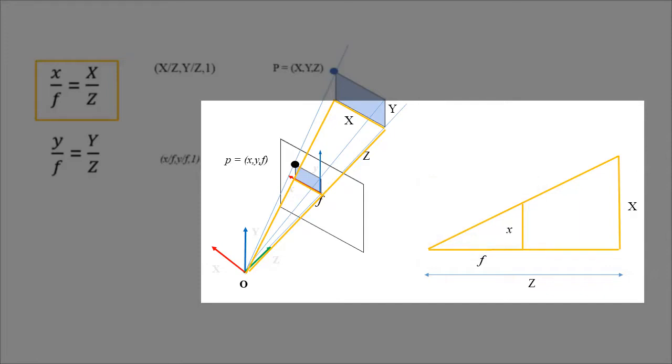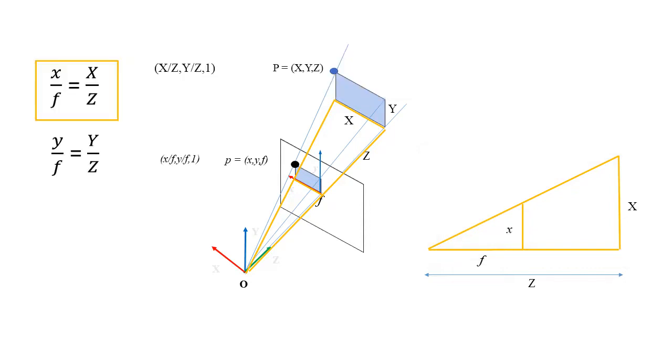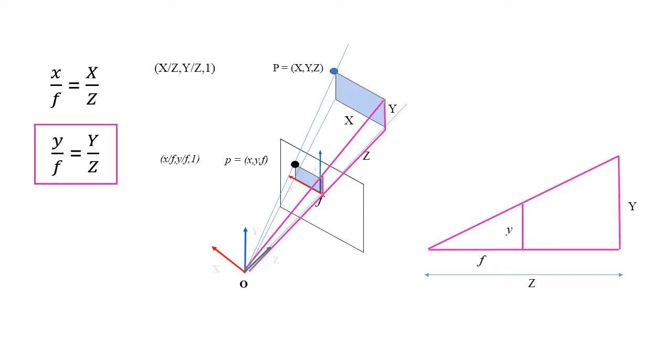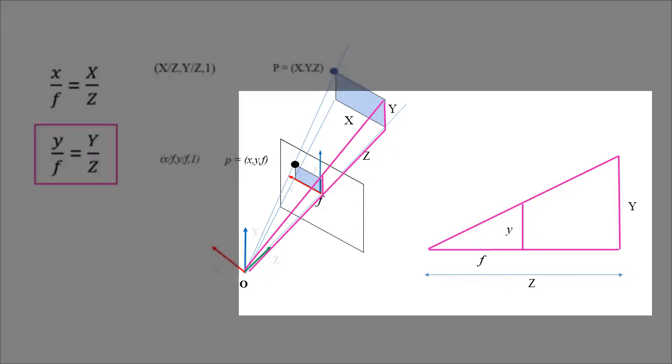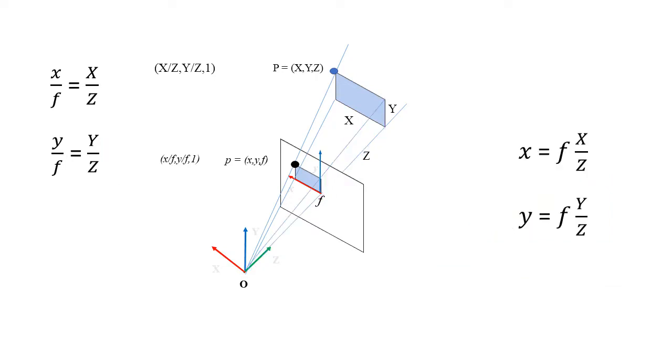The highlighted right angle triangle is similar to this bigger right angle triangle. Okay, so x/F equals capital X/Z. Similarly, we can prove it for y/F as well. Now that you're convinced that these equations are correct, we're going to rewrite them to get the perspective projection equations. The X and Y coordinates are scaled by the depth Z.